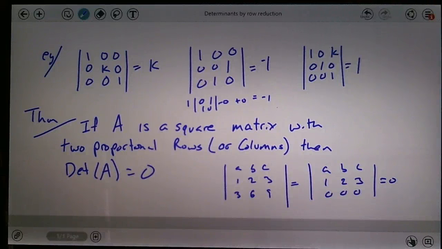Okay, now we're going to move on in the next video to using row operations to calculate determinants of matrices.